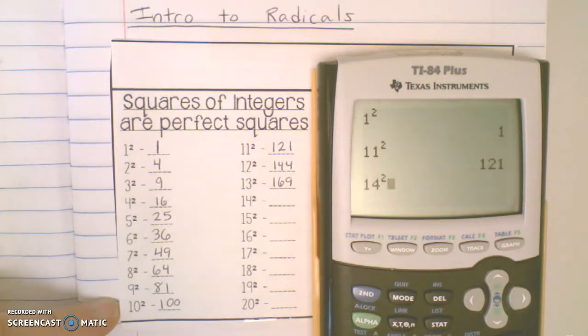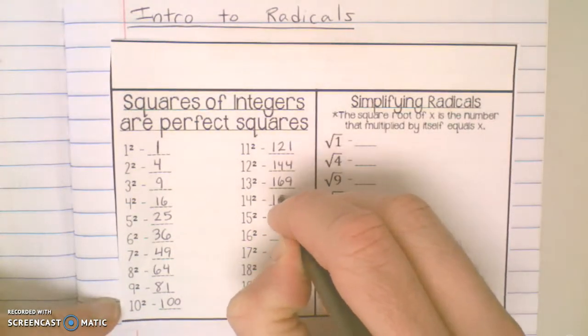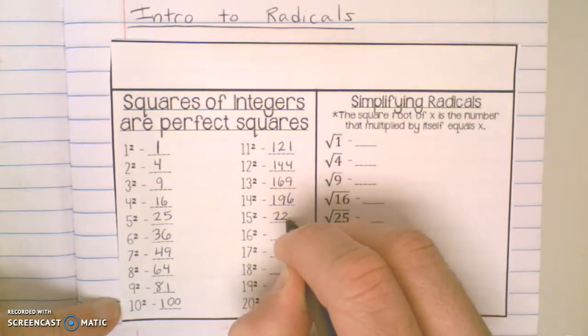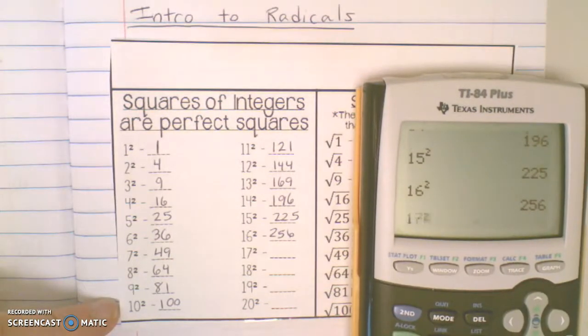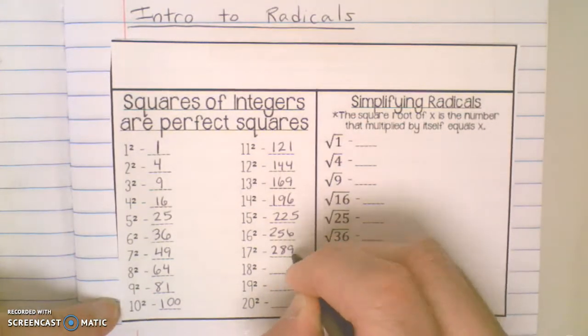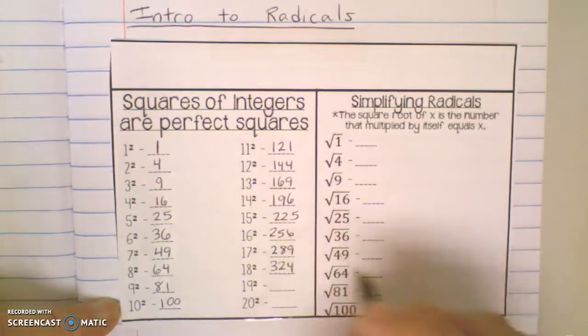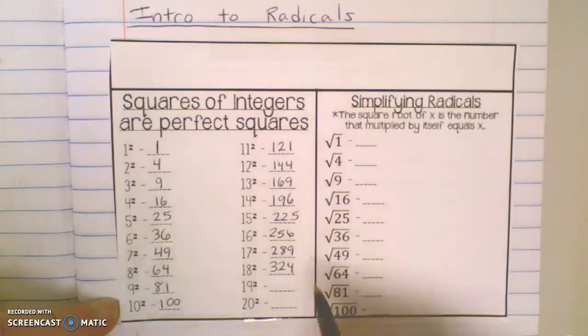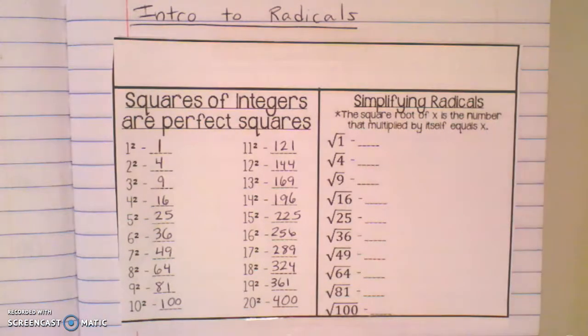So like 14 squared should be 196. 15 squared should be 225. 16 squared is going to be 256. I believe 17 squared is 289, but let's double check on the calculator. Yep, 289. 18 squared is going to give us 324. 19 squared is 361. And then 20 squared is 400, because 20 times 20 is 400.